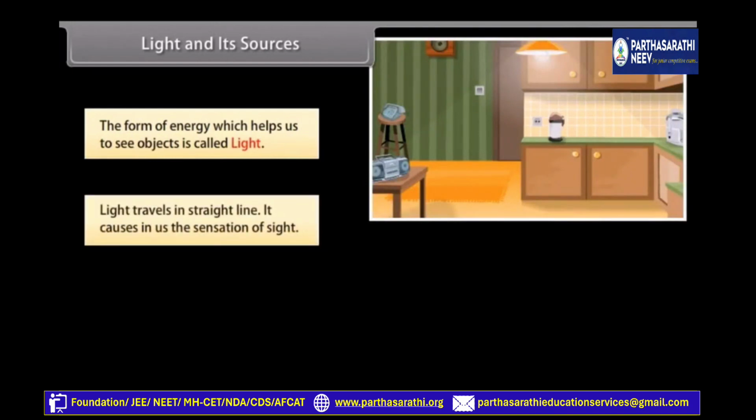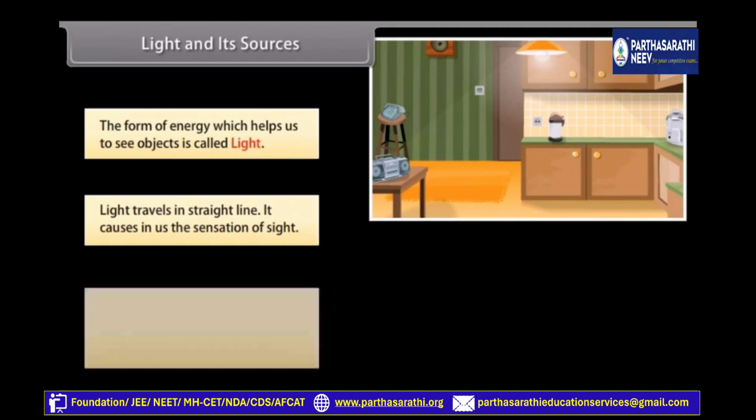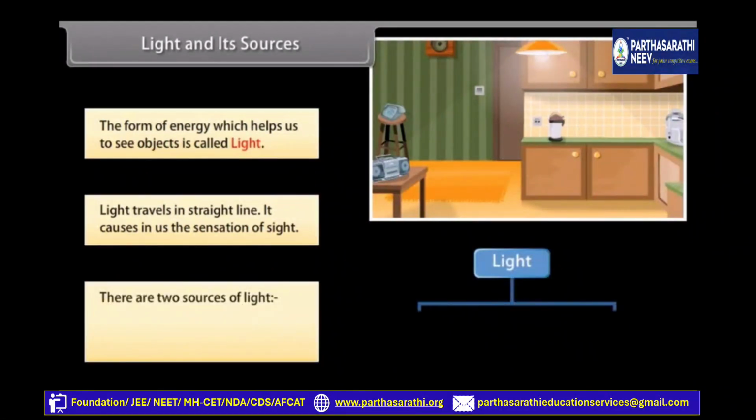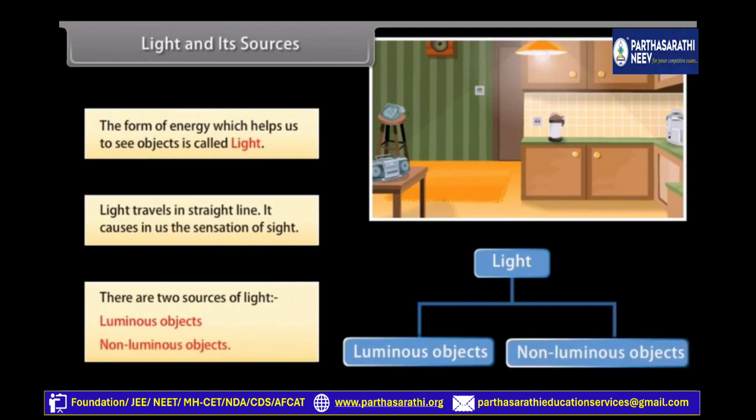Light travels in straight line. It causes in us the sensation of sight. There are two sources of light: luminous objects and non-luminous objects.